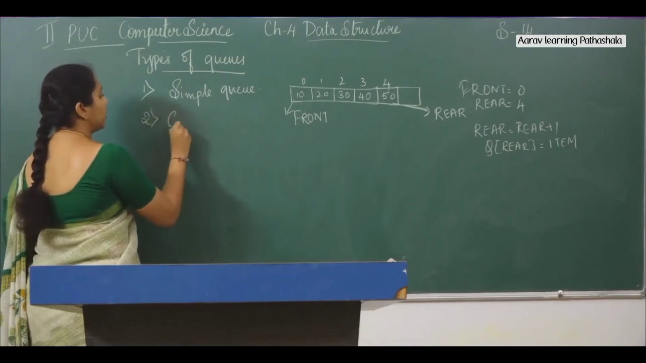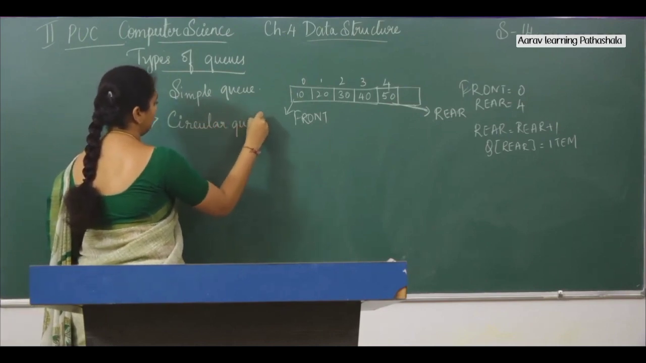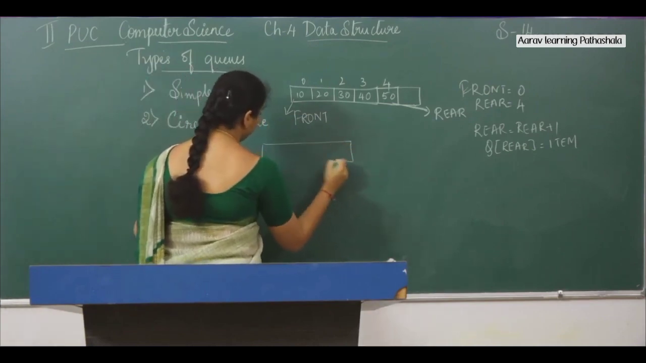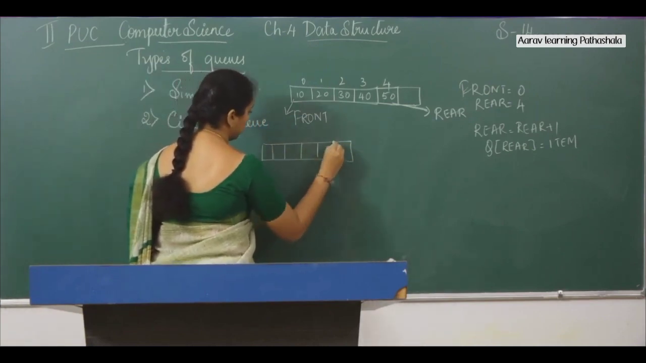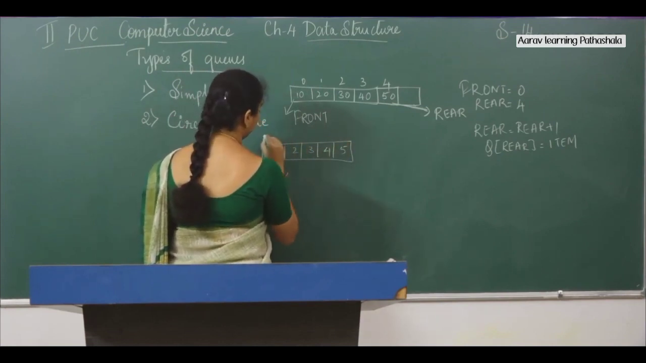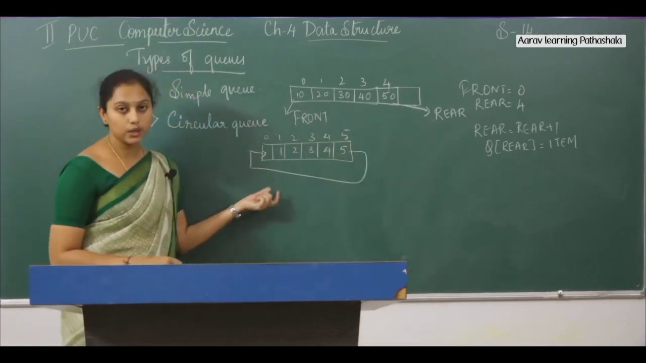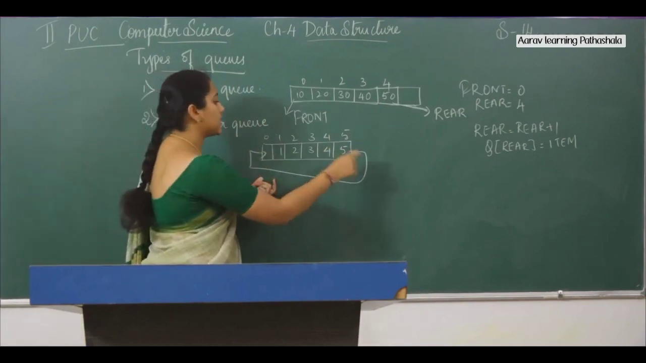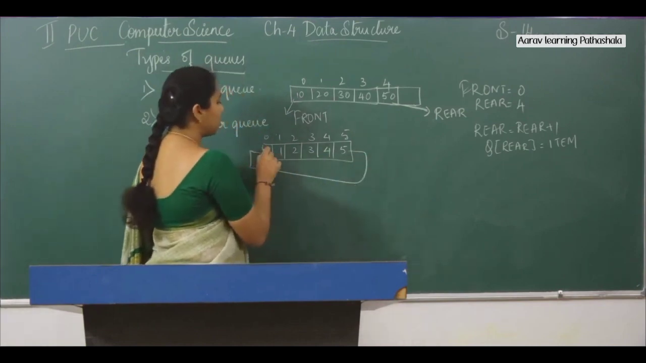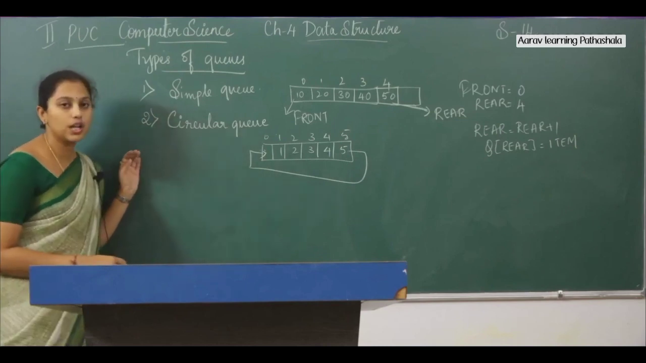Next type of queue is circular queue. It looks the same as a simple queue, but a circular queue is a queue in which all nodes are treated as circular, such that the last node follows the first node to form a circle. So this is about circular queue.